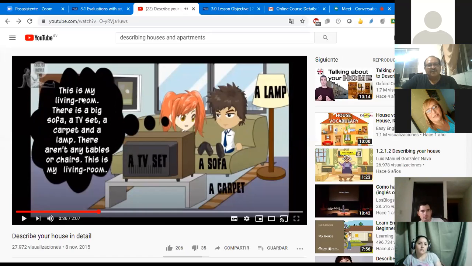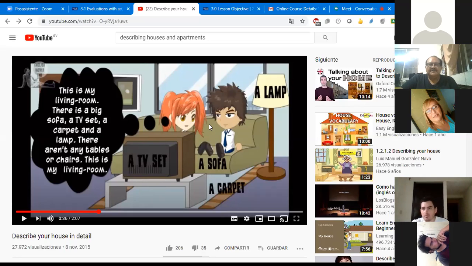Okay, so then this is another one that you can use, okay? For example, you can see there is my living room, and then there is a big or small sofa. Okay, probably you can say that there aren't enough chairs, maybe. Okay, so here you can use, let's say, there is too much light in the room, or there isn't too much light. Okay, so you can use, the carpet is clean enough. Okay, it's very clean, it's too clean. Okay, this is the idea to use this vocabulary.